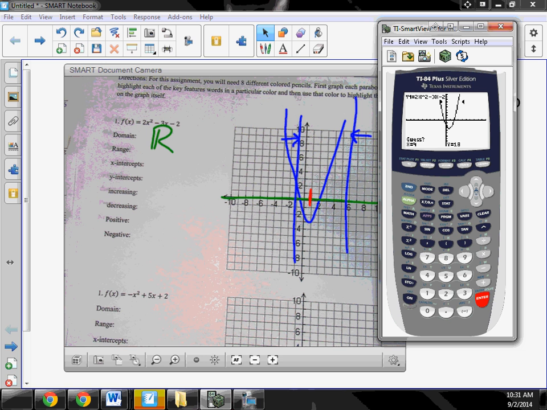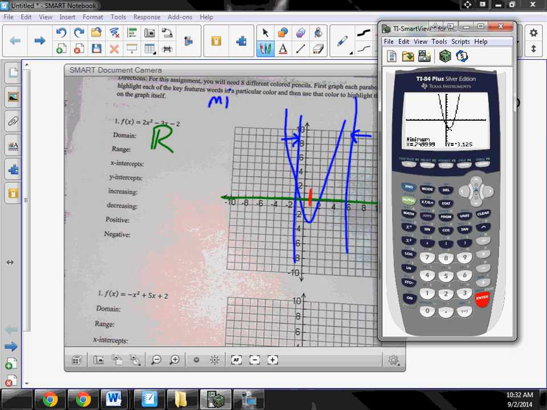1 or 2, maybe 0. I'm going to type in 1, and I get 0.7. I'm going to round that up to 0.75. So my minimum, just write this off to the side, is 0.75 comma -3.125. No, that's the minimum. Okay? So when x is 0.75, the y value is -3.125, and that is the lowest point we can find.